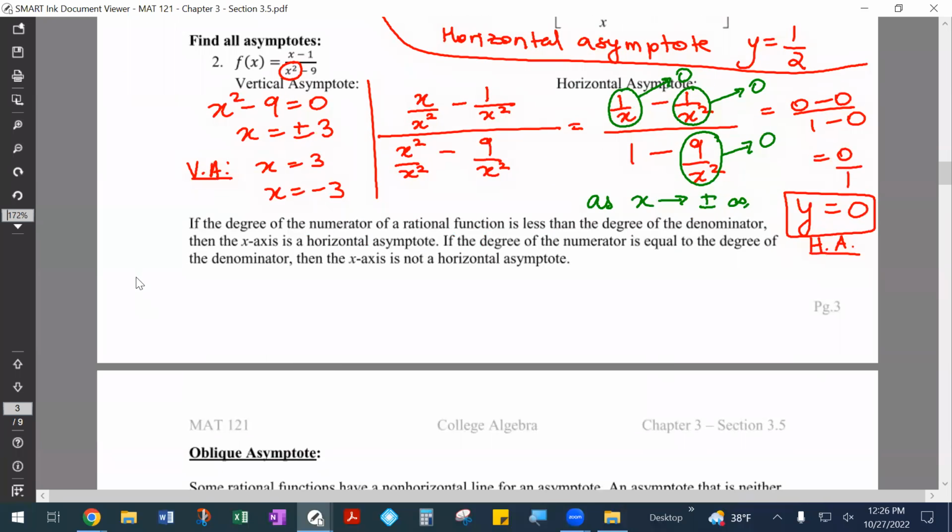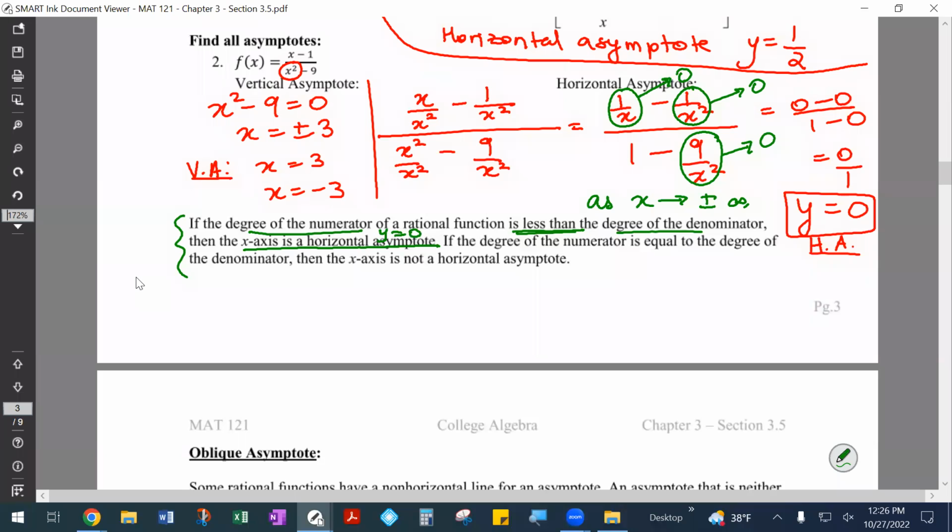So here's actually a nice little tip they have over here. They're telling us if the degree of the numerator of your rational function is less than the degree of the denominator, y equals 0, or the x-axis, is always going to be your horizontal asymptote. So y equals 0 will always be the case if the degree of the numerator is less than the denominator.